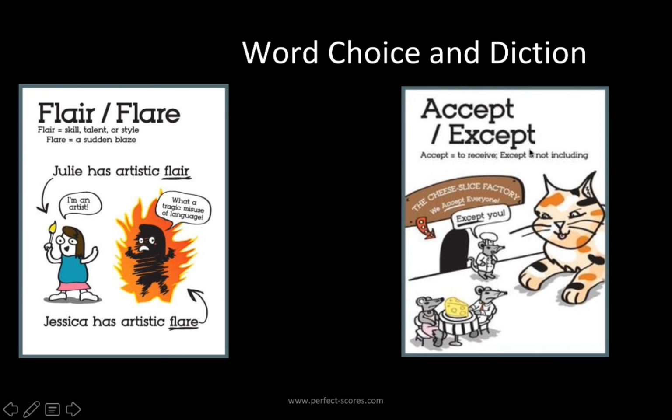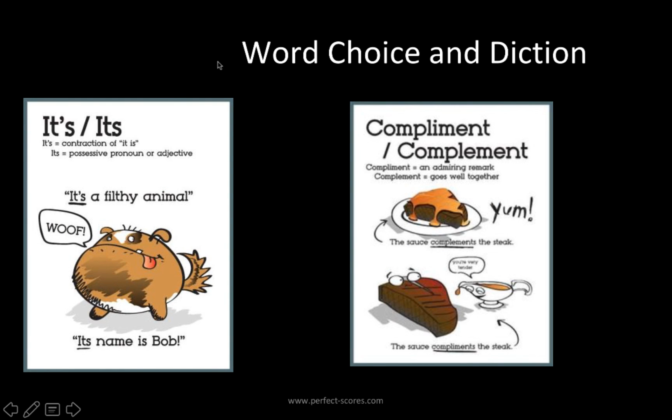Accept versus except, one of the really commonly used word choice questions. Accept is the opposite of reject, and except means not including. So we accept everyone except you. Here's another group: it's versus its. We've also covered that in pronouns, but it's important. It's with the apostrophe is a contraction of "it is," for example, it's a beautiful day. And its without an apostrophe is a possessive pronoun.